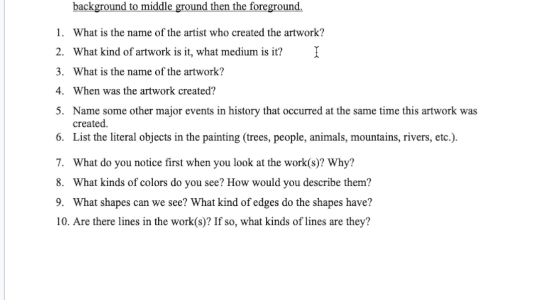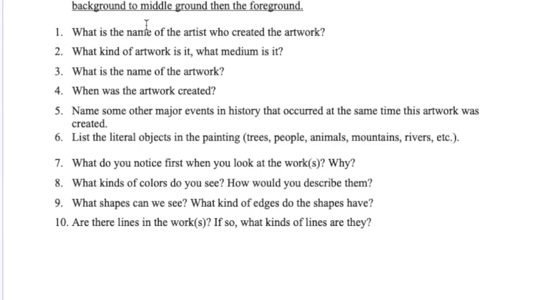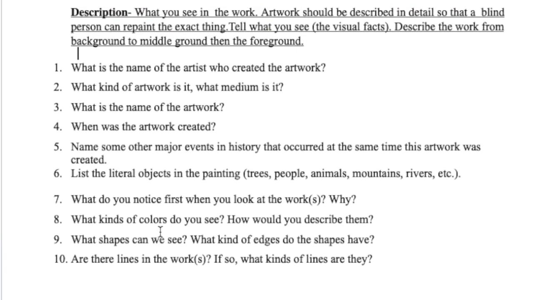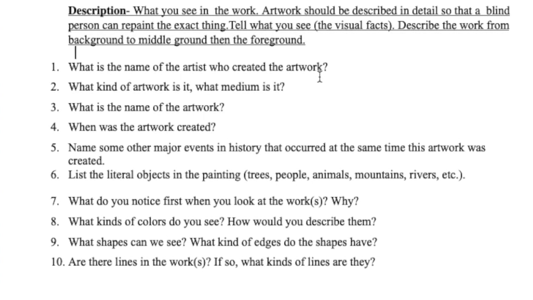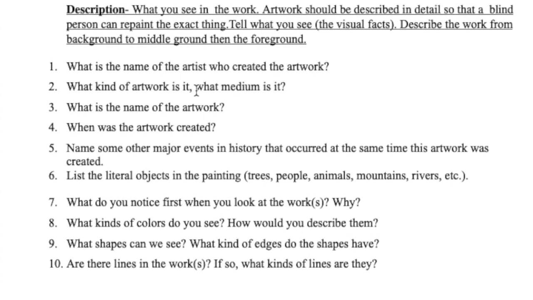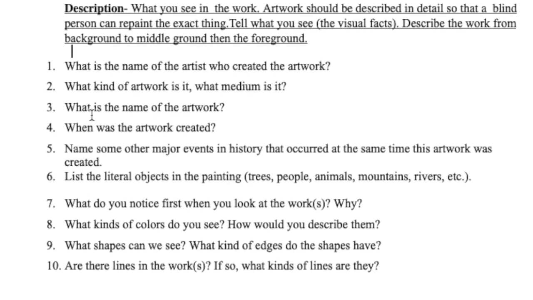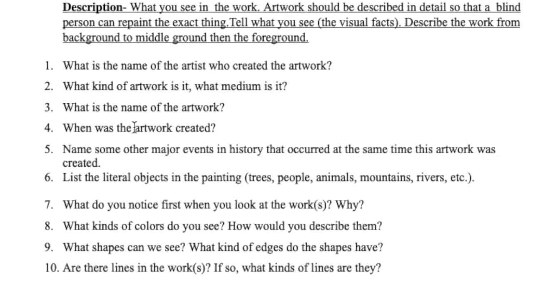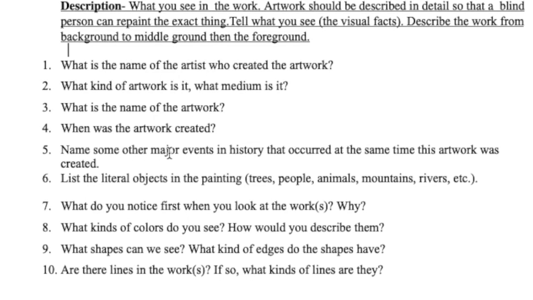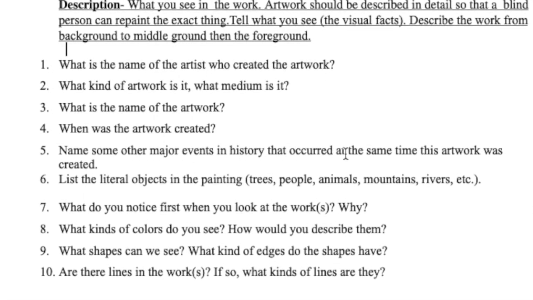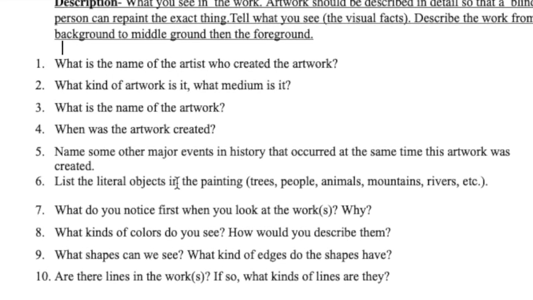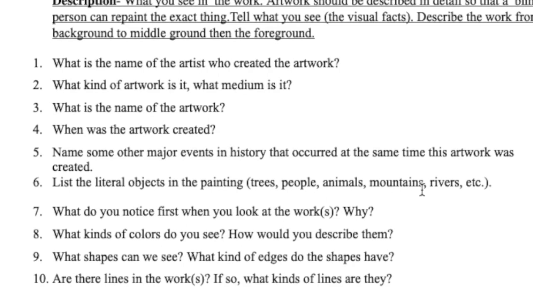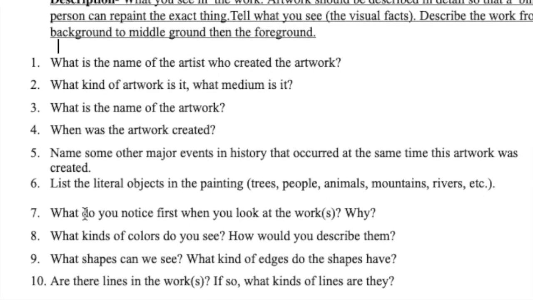Number 1. What is the name of the artist who created the artwork? Number 2. What kind of artwork is it? What medium is it? Number 3. What is the name of the artwork? Number 4. When was the artwork created? Number 5. Name some other major events in history that occurred at the same time this artwork was created. Number 6. List the literal objects in the painting: trees, people, animals, mountains, rivers, etc.